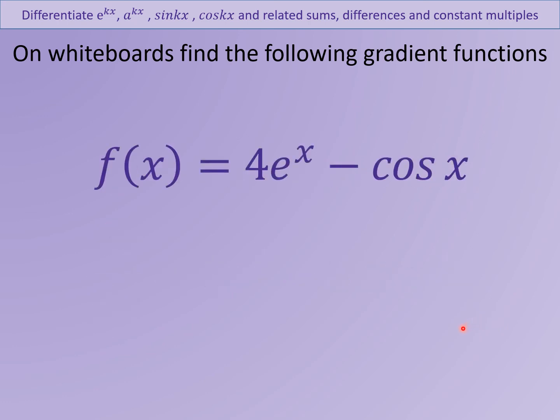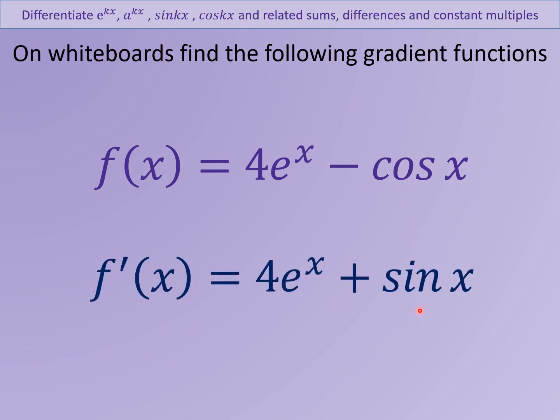Try that one. f of x equals 4e to the x minus cos x. So just pause it there. Let's see what you would have got then. So 4e to the x stays as 4e to the x. That bit doesn't change. Cos x starts at 1 and comes down, so therefore it goes to minus sine, but minus, and the minus makes a plus. So very well done if you got that.